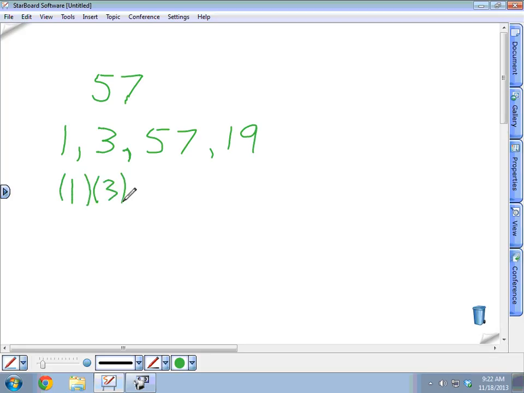Now, if you run out of room on your paper, just write 1 times 3, negative 1 times negative 3. Whoops, I didn't mean to write that comma there. Okay. Then we can write what? Oh, I didn't mean to do 1 times 3.